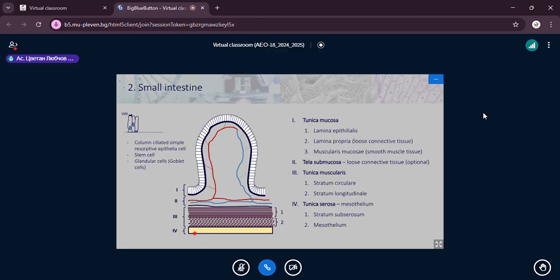And then finally, this structure here is called mesothelium, or serosa, which is actually simple squamous epithelium on the bottom, and then we have the lamina propria of the whole epithelium. We're going to study that each epithelium, guys, has the basal lamina on which it is lying. So this is in general the structure of the small intestine.